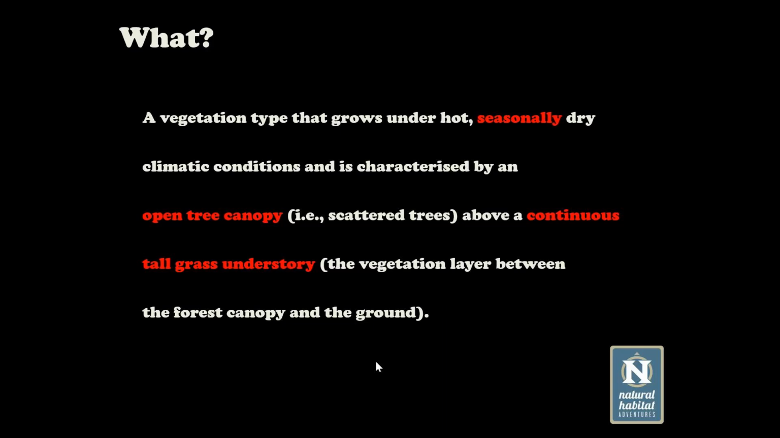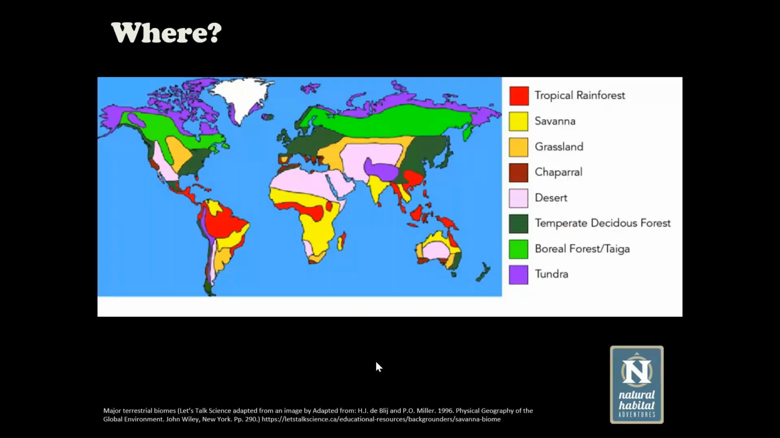So as I said, you find it really across the world. If you look at the picture on the screen now, the yellow areas are all some form of savanna, and there are differing types of savanna, but all characterized with that same landscape description, if you will.